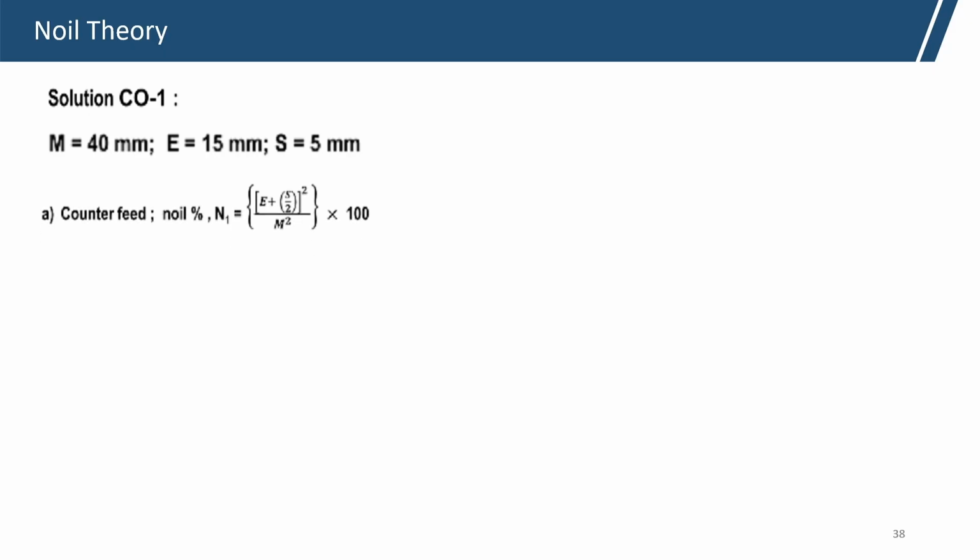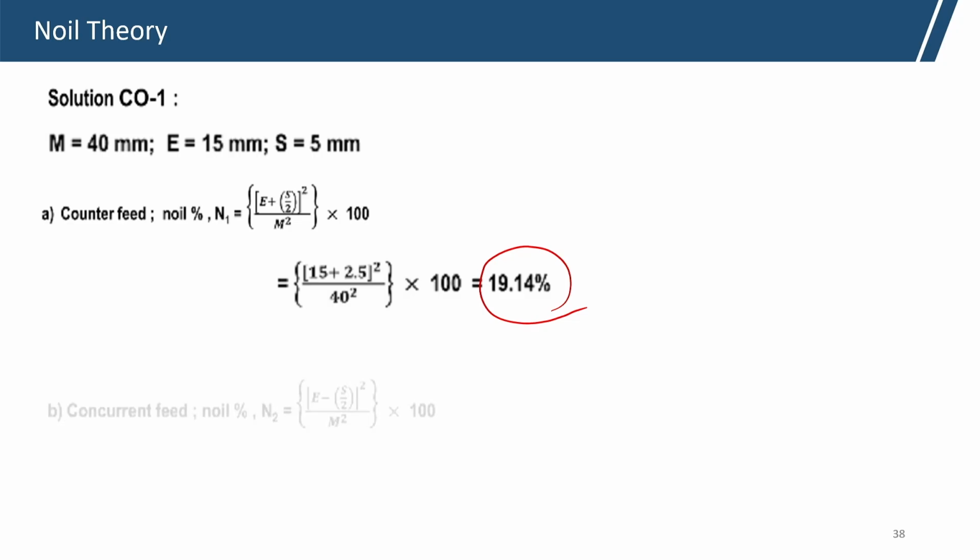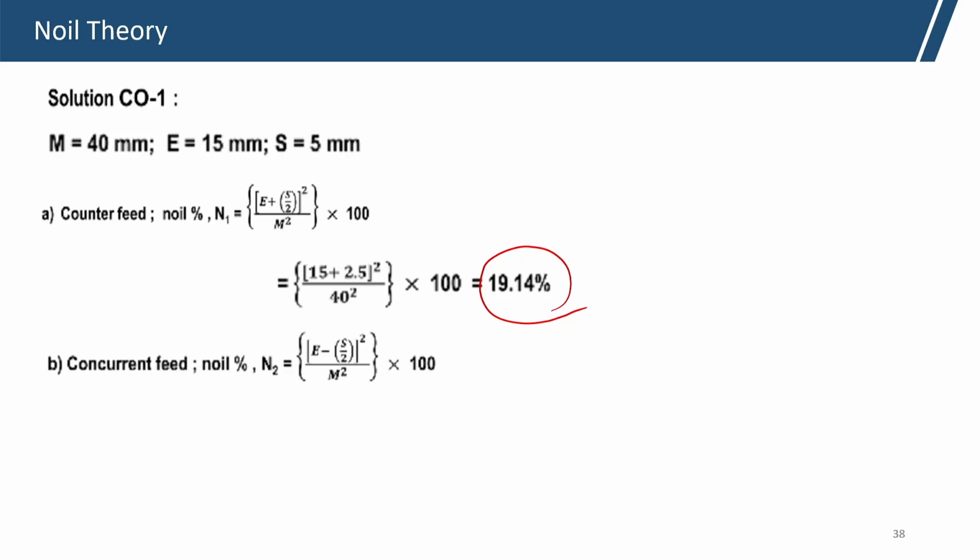So, for backward feed, the formula is E plus S by 2 square by M square multiplied by 100. So, for backward feed the Noil percent is 19.14%, and for forward feed it is E minus S by 2 square, divided by M square multiplied by 100.